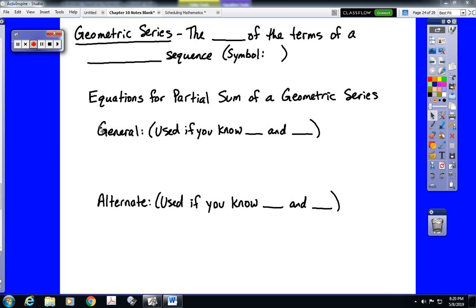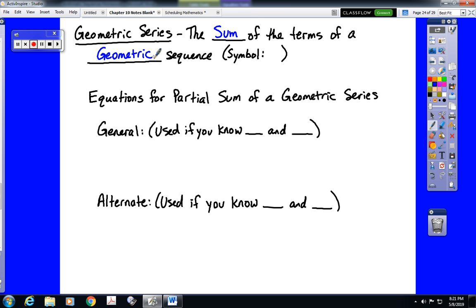Okay, this video will cover geometric series. It will give some background information, and then we will do a couple of examples. It'll probably be one of the longer videos on the playlist. So, a geometric series is the sum of the terms of a geometric sequence.